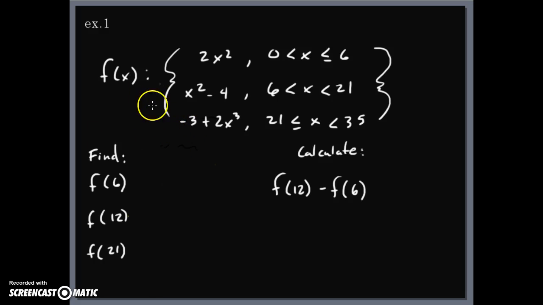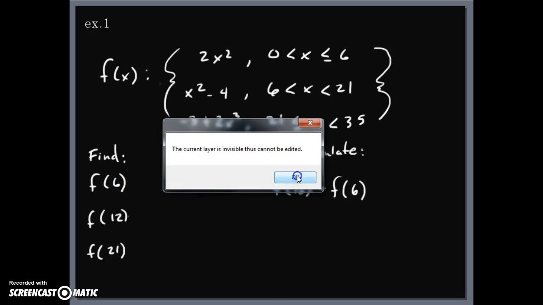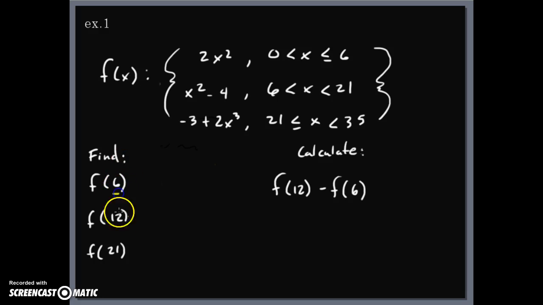So here we have our first example, and it gives us this function equation. This function also has three pieces to it. It's asking us to find the output for when the input is 6, 12, and 21. So if I want to know what the output for 6 is, I'm going to plug 6 in, and I've got to figure out, okay, which equation am I going to use? So I'm going to use the domain first. So my first step is to find the equation using domain.